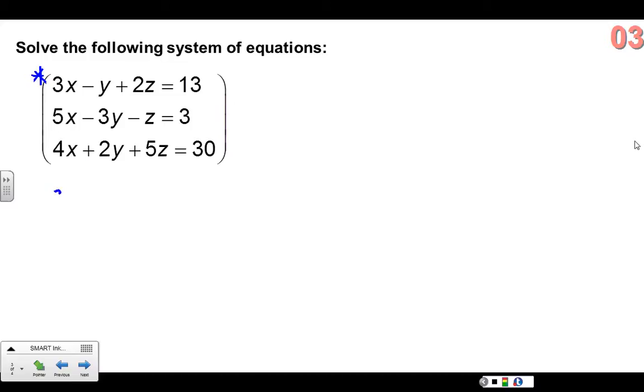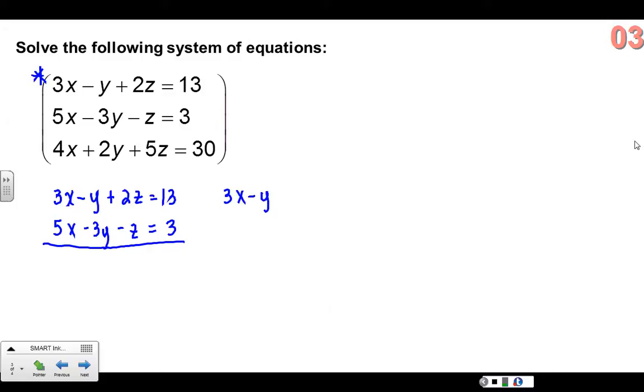I'm going to write the 3x minus y plus 2z equal to 13. I'm going to pair that one with the second equation, 5x minus 3y minus z equals 3. And then I'm going to use the first equation again, 3x minus y plus 2z equal to 13, with the last equation, 4x plus 2y plus 5z equals 30.